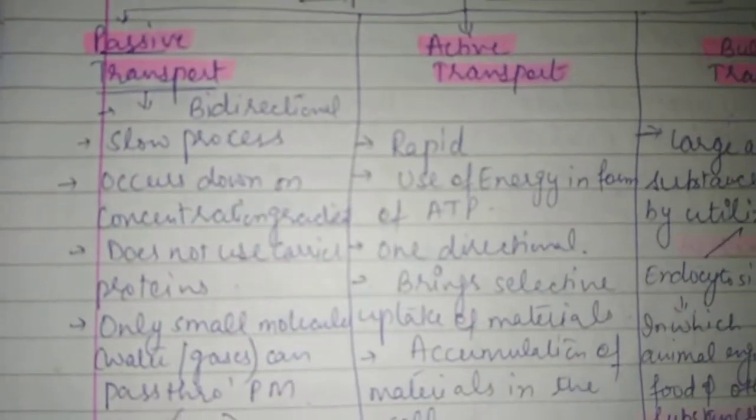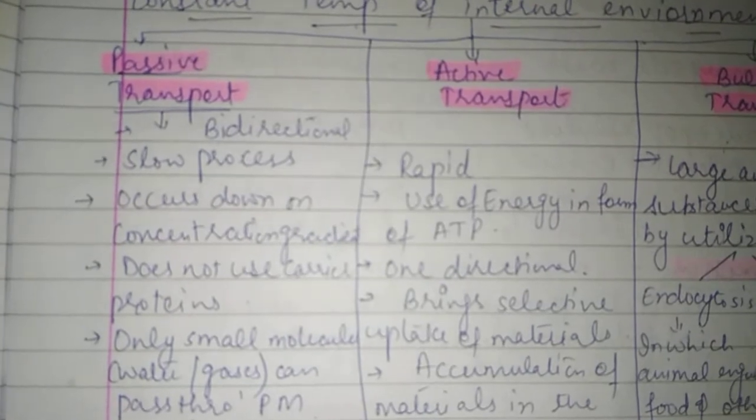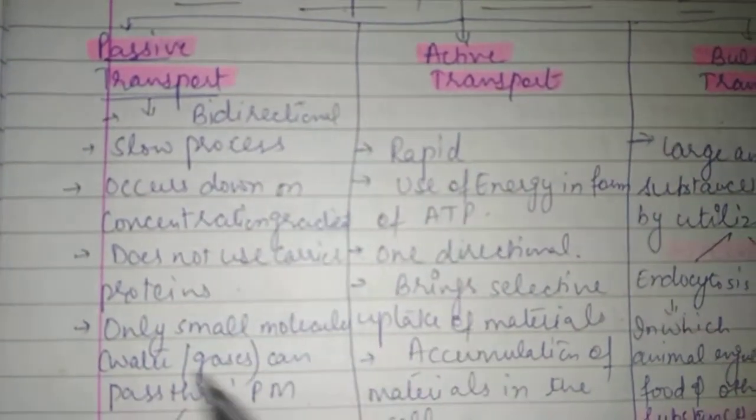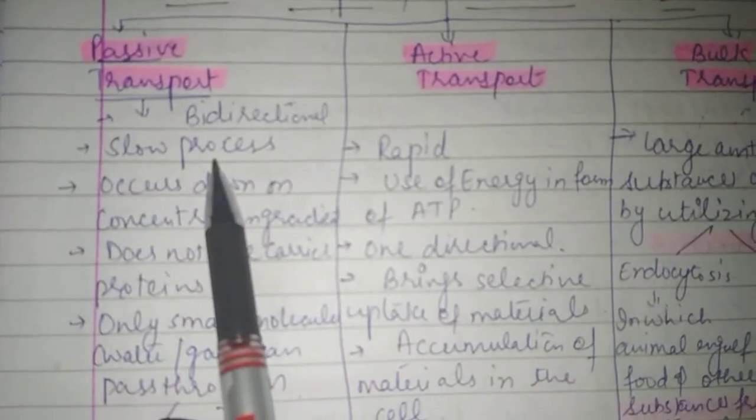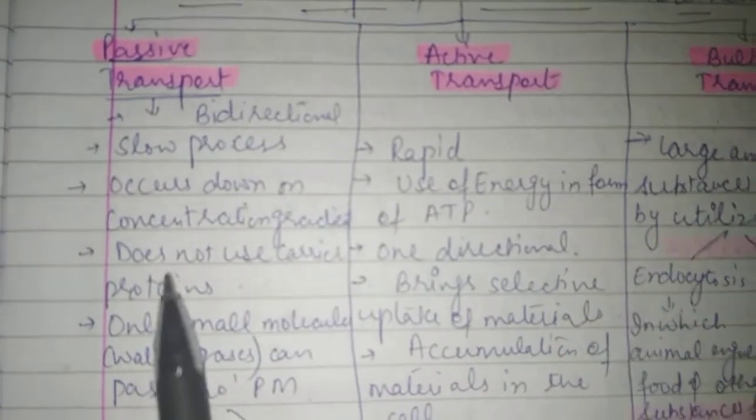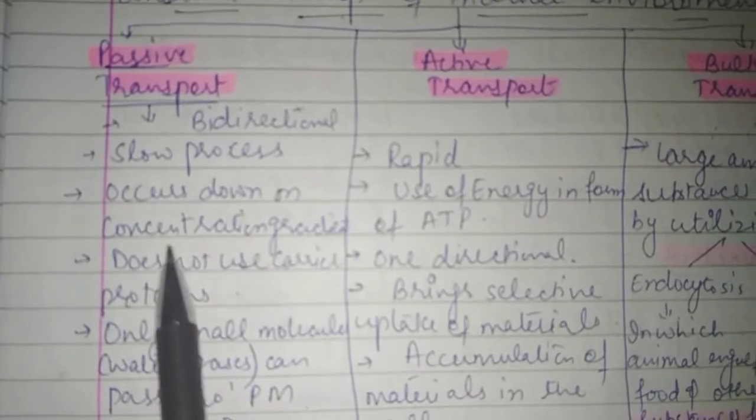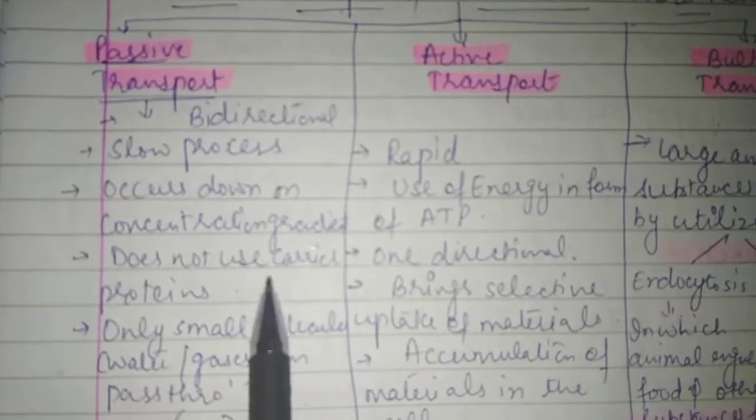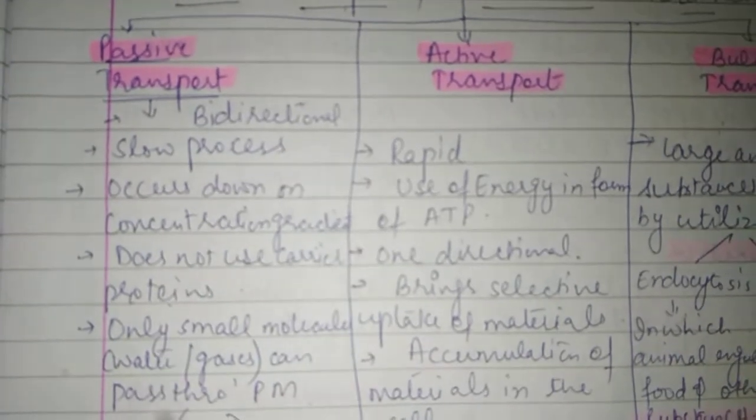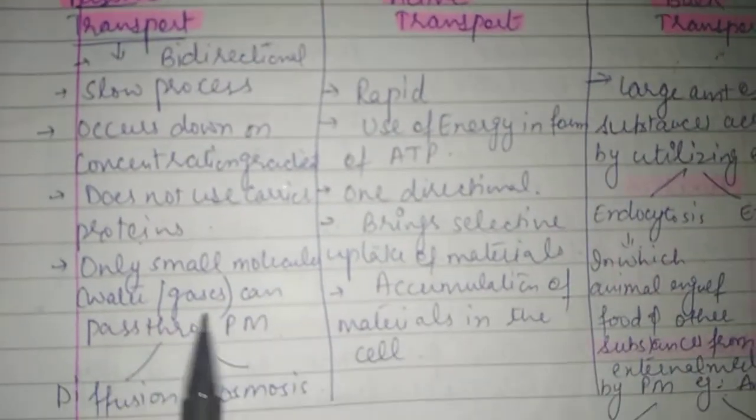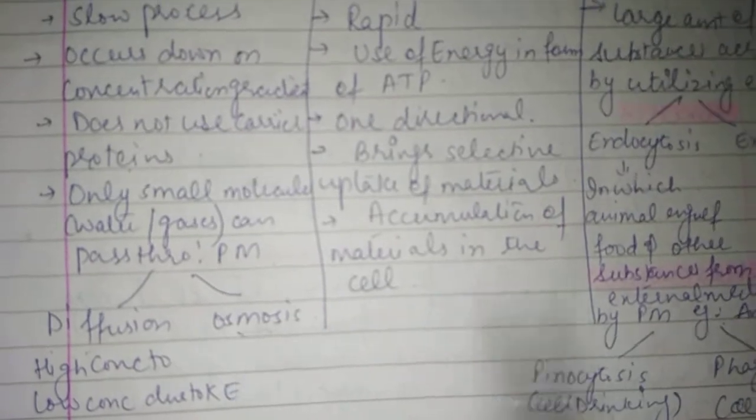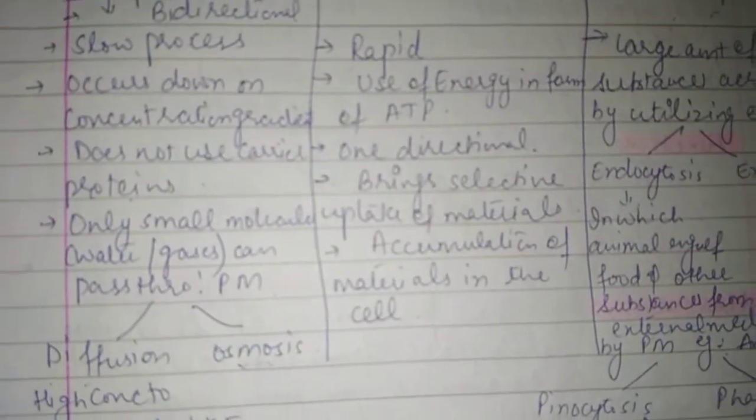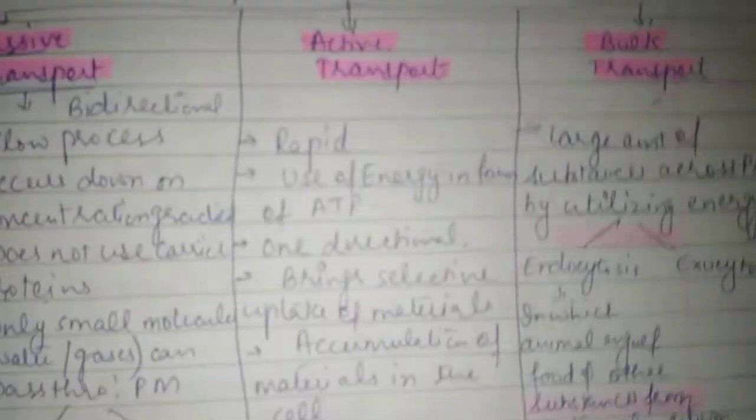The passive transport system is bidirectional. Bidirectional means it is present in two directions, from inside to outside, and also from outside to inside. It is a very slow process as compared to the active transport system, and it occurs down the concentration gradient and does not use any carrier protein. Only small molecules like water or gases can pass through the plasma membrane by two methods, by diffusion and by osmosis. Diffusion and osmosis we will discuss later in detail.